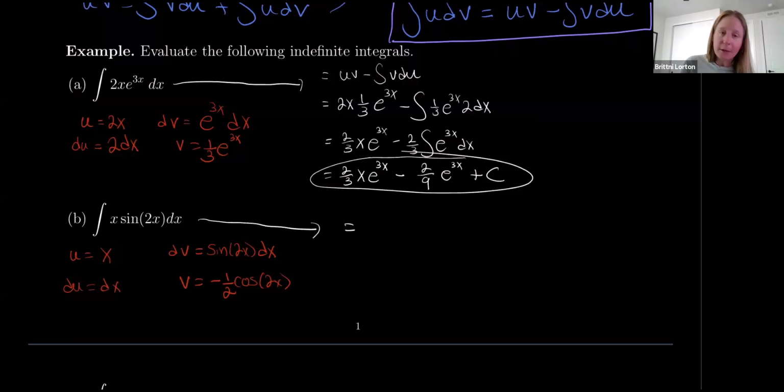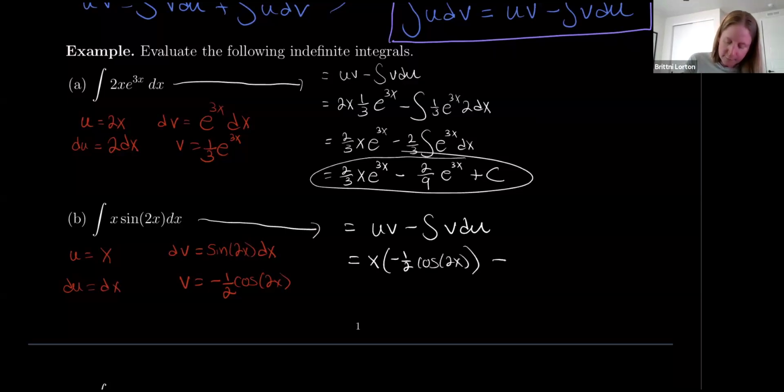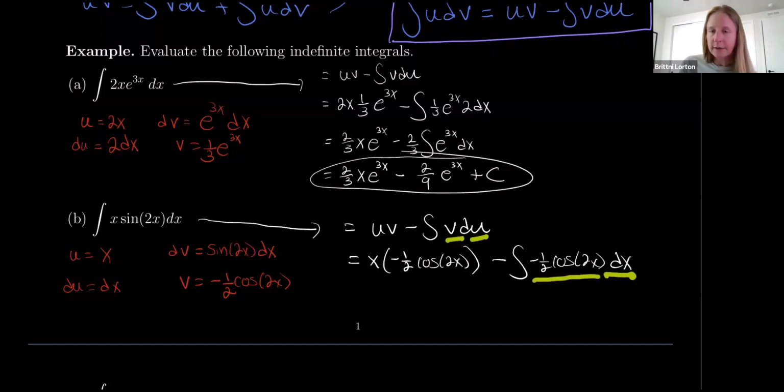This is going to then become uv minus the integral of v times du. I just copy down the formula. This is not a formula that will be given to you on the exams, so you'll need to know this formula. This is going to be equal to x times negative 1/2 cosine of 2x minus the integral of negative 1/2 cosine of 2x dx. So my v was this guy, my du was that guy.